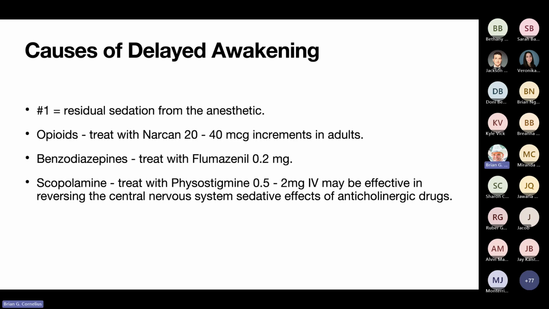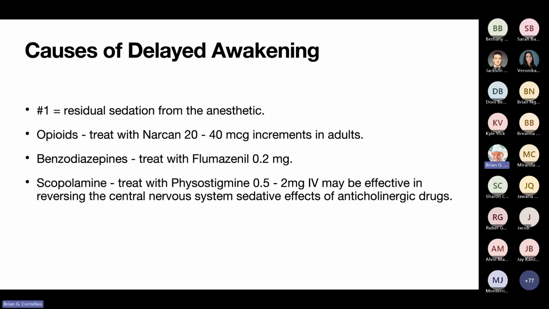So the number one cause, and it kind of makes sense, is residual sedation. So a lot of times what we'll do is try and treat those sedations that we can reverse. Benzodiazepines, we're going to treat with flumazenil. Opioids, we treat with Narcan. And we do very low dosages for both these medications. If you give too much flumazenil, it can cause seizures. Too much Narcan can also cause seizures, tachycardia, agitation.